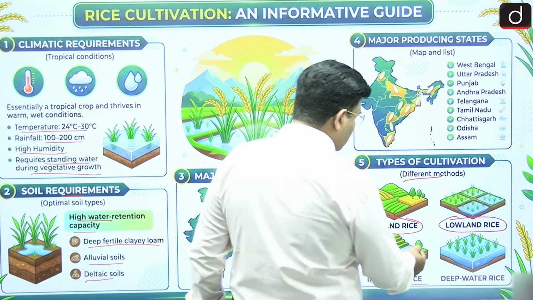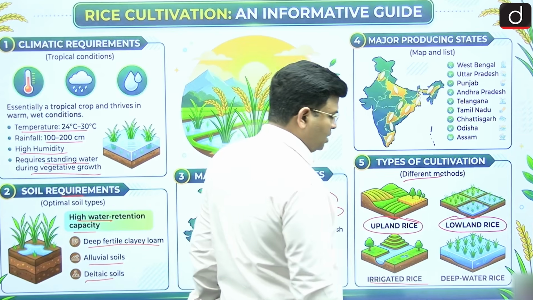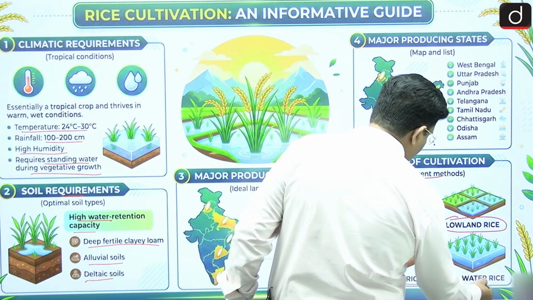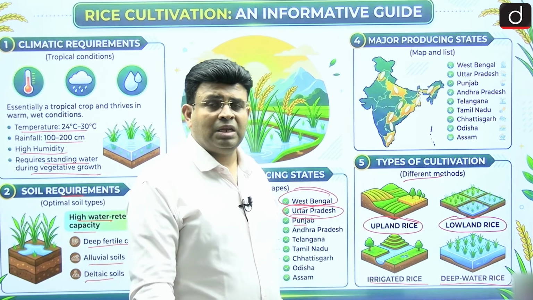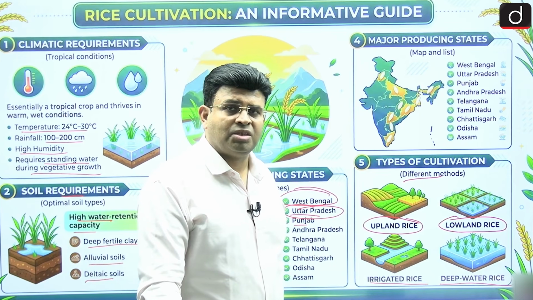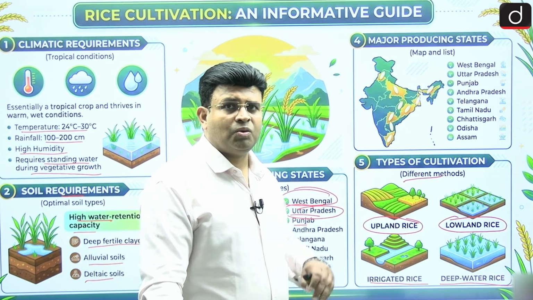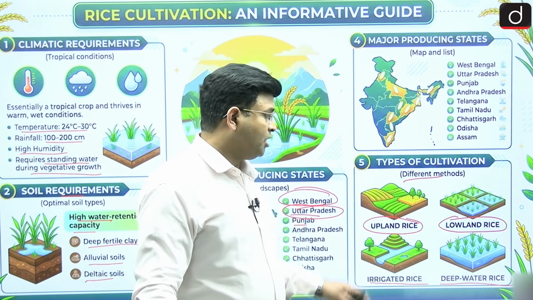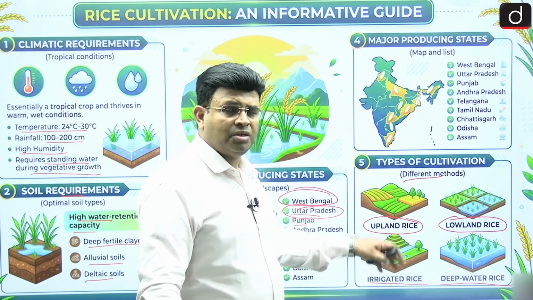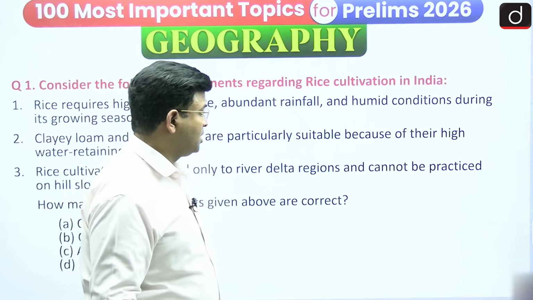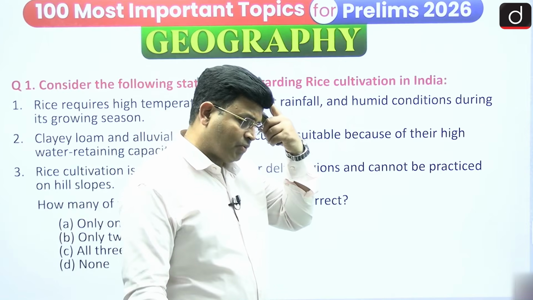Irrigation is through the canals and groundwater. Deep water rice is for the region where very high rainfall is happening. In that region rice is grown, because there is a good amount of water available everywhere. So deep water rice, upland rice, lowland rice, irrigated rice. These are the types of rice cultivation we have seen.